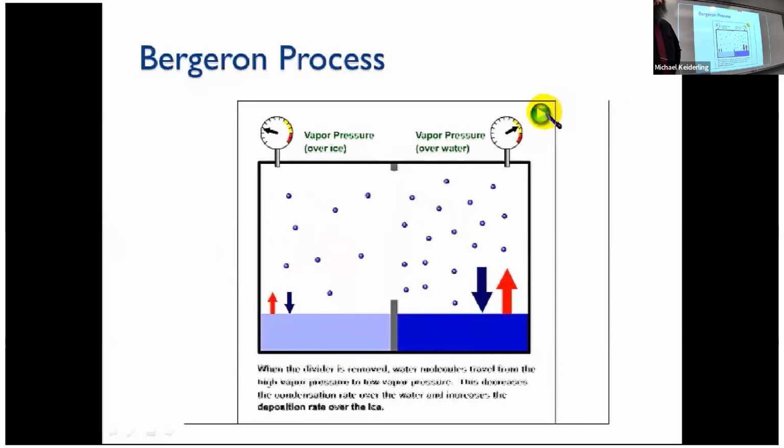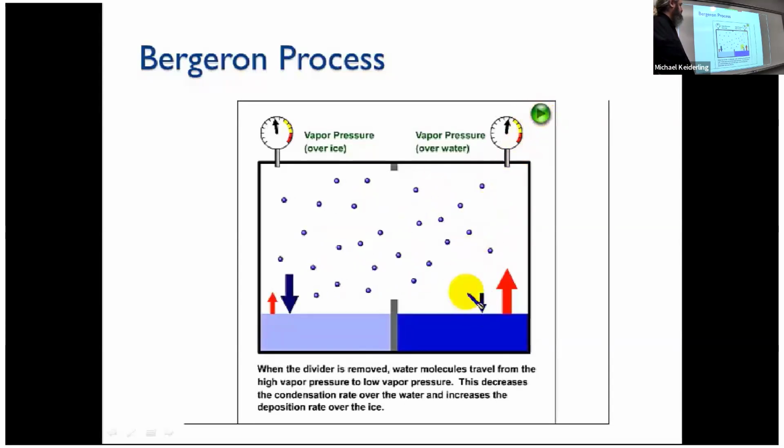So we open the barrier, and what's going to happen is the water vapor molecules are going to move from where there's a high concentration to where there's a low concentration. So we have a net movement from high concentration to low concentration. We have a gradient, a concentration gradient here. And so we can see the water vapor molecules move over here.